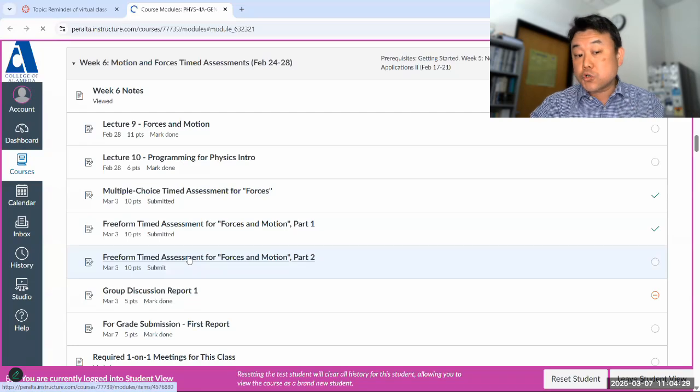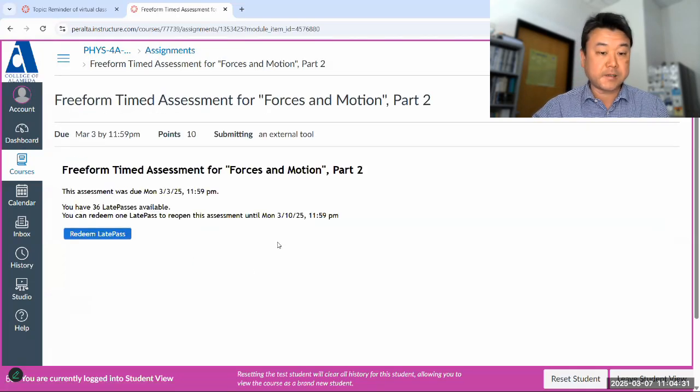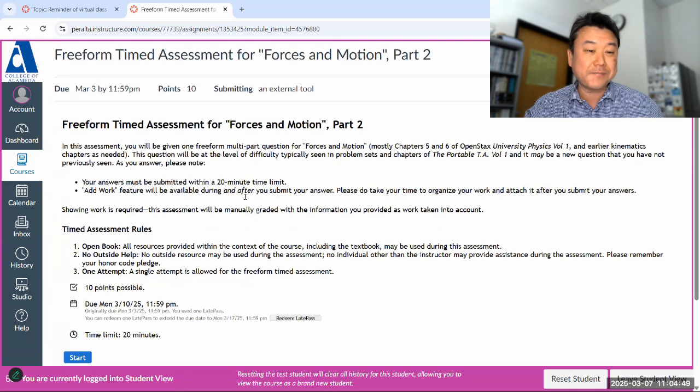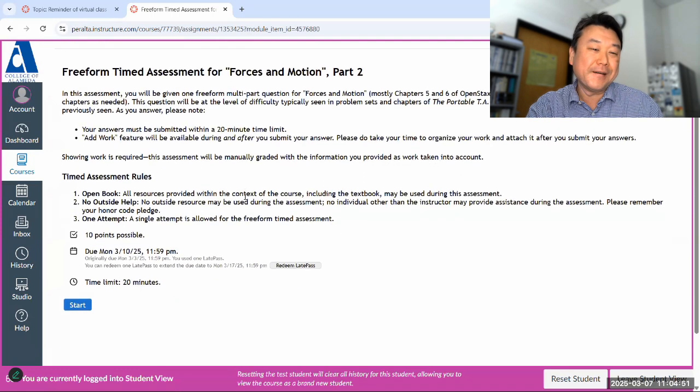Part 2 will usually involve more than one object, so you may need to do the Newton's third law check. Part 2 questions are more interesting, and I didn't get to it, so I want you to do this, even though it is past due, but you can use a late pass, and you might be using a late pass. So let me do it.